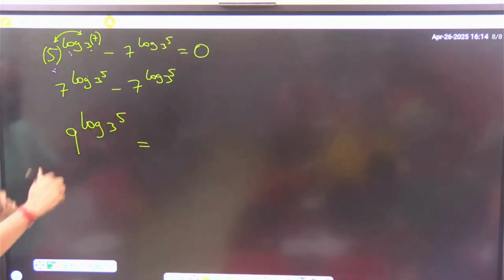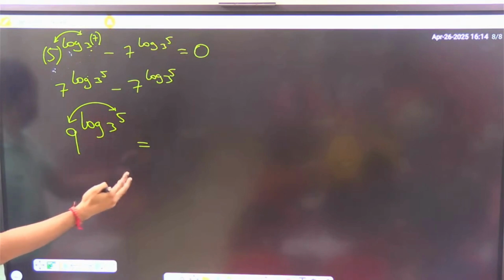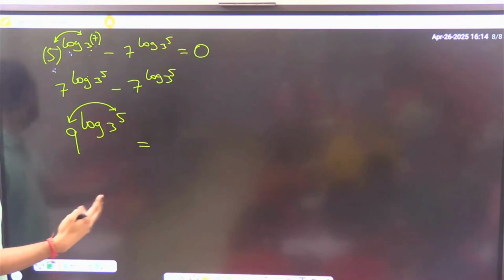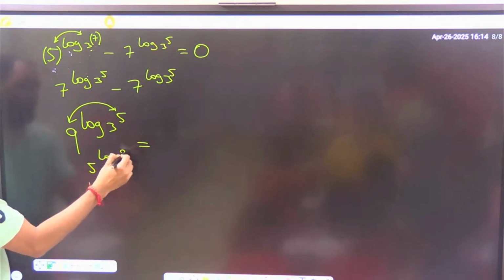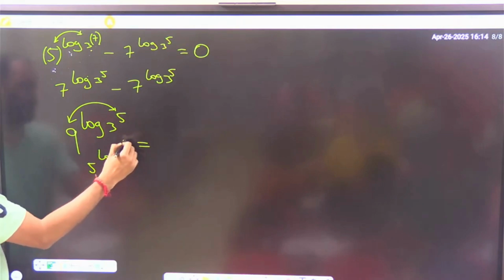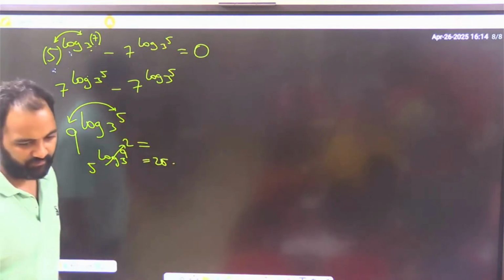We interchange. इसको interchange कर दो, because 9 is more convenient with 3. Okay? 9 is a more convenient value to have with 3. So 5 log 9 to the base 3. अच्छा ये तो directly 2 हो गया. So what do we end up getting? 25.